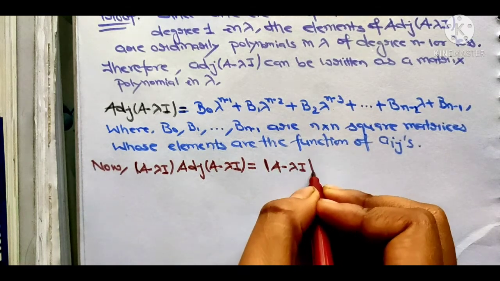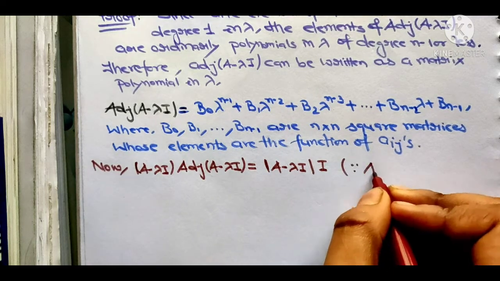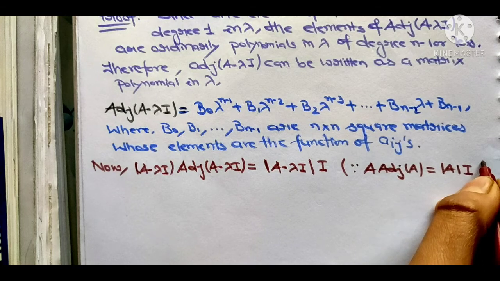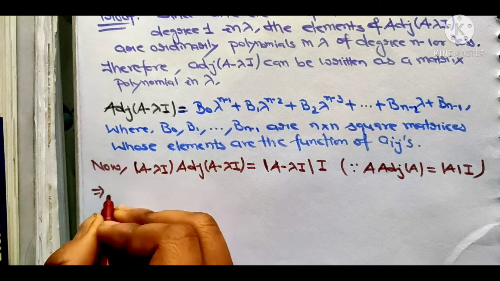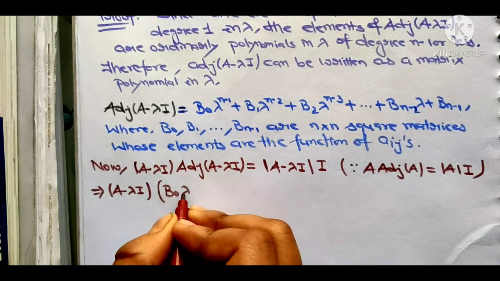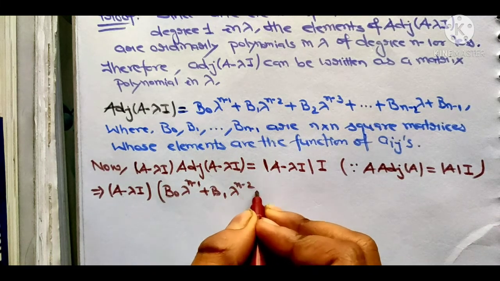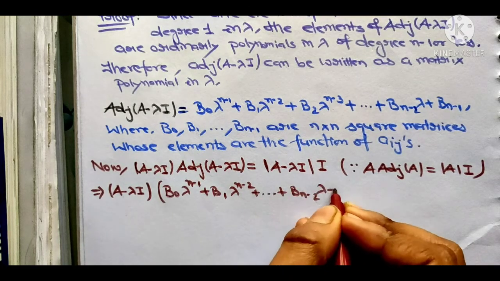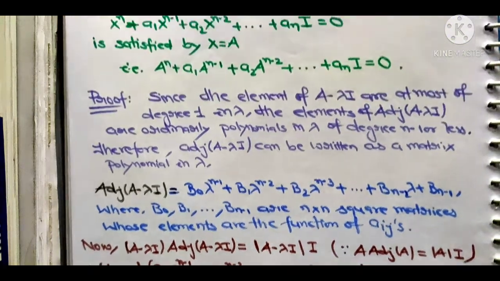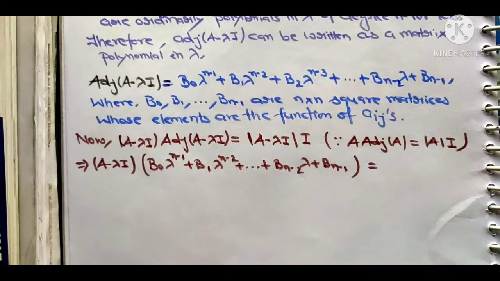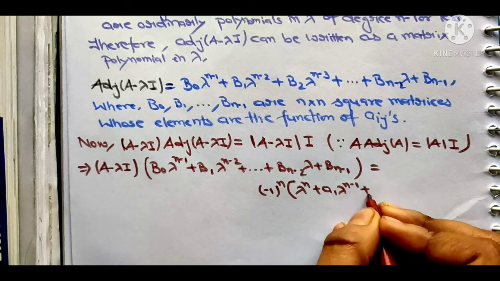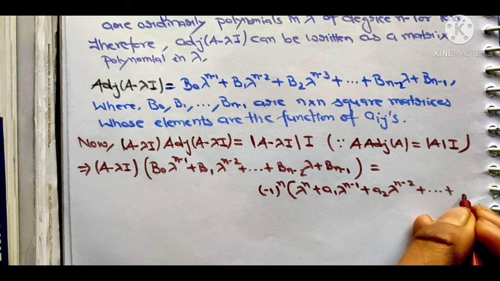Okay. Now, A minus lambda I multiplied by adjoint of A minus lambda I is equal to the modulus of A minus lambda I into I, because we know that A into adjoint A is equal to modulus of A into I. Now we put the value of adjoint of A minus lambda I from this equation: B0 lambda^(n-1) + B1 lambda^(n-2) + ... + B(n-1), and the determinant of A minus lambda I from the statement: (-1)^n (lambda^n + a1 lambda^(n-1) + a2 lambda^(n-2) + ... + an).